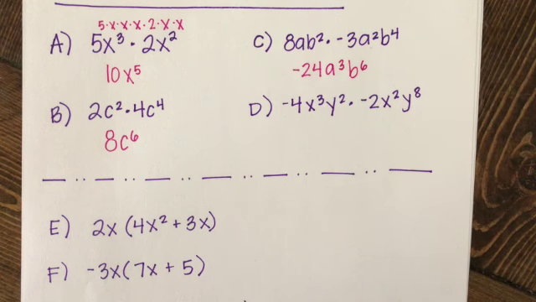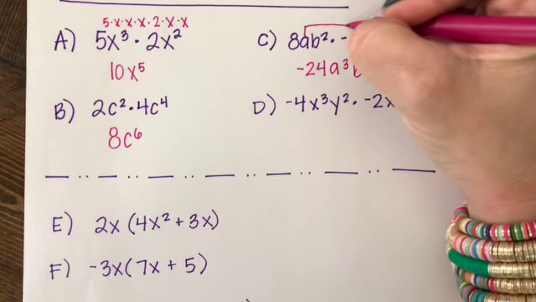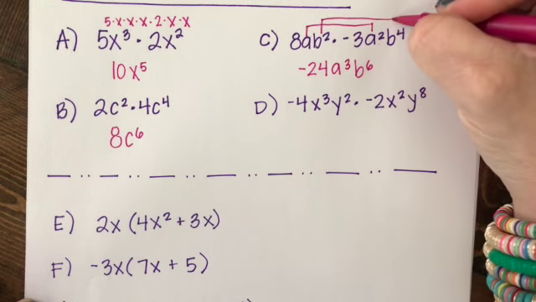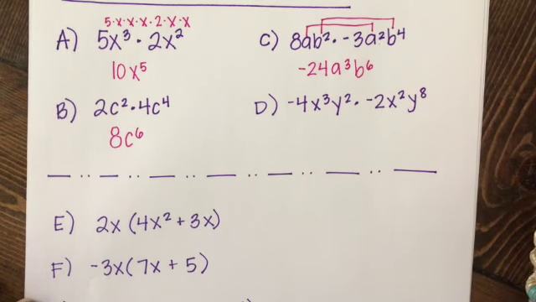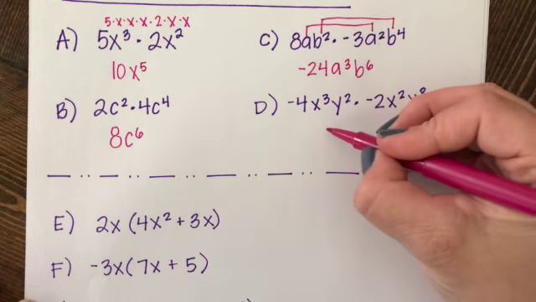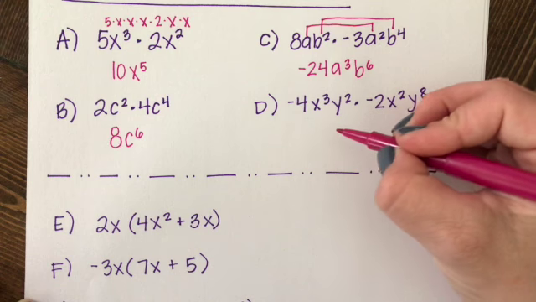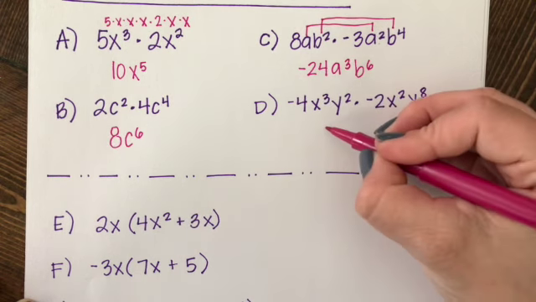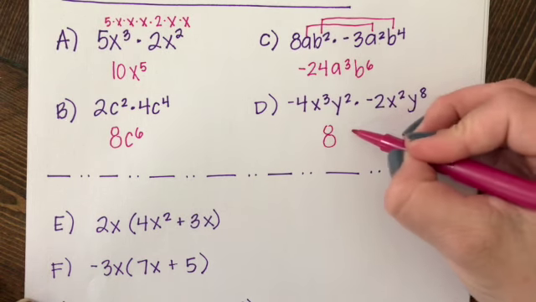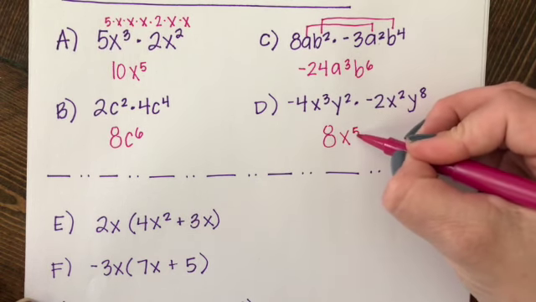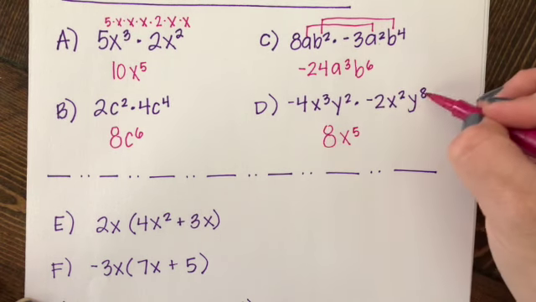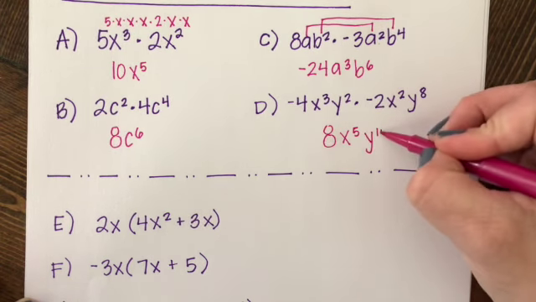And that's my answer. So a times a squared was a to the third, and b squared times b to the fourth was b to the sixth. Why don't you pause it, do this one, and then come back and check. What you should have: negative 4 times negative 2 is positive 8, x to the third times x to the second is x to the fifth power, because we add those exponents, and y squared times y to the eighth is y to the 10th power.